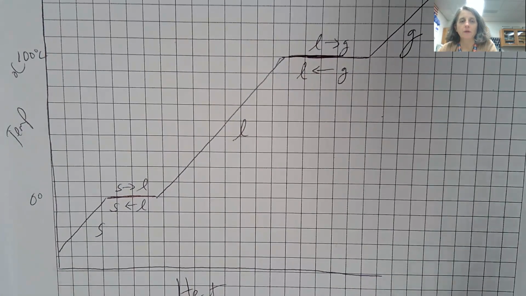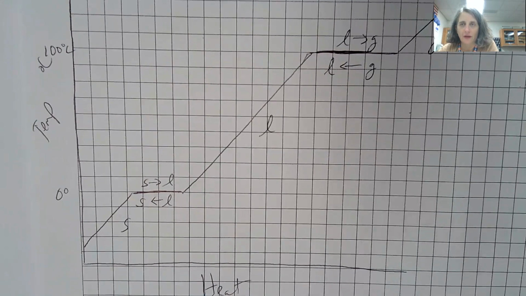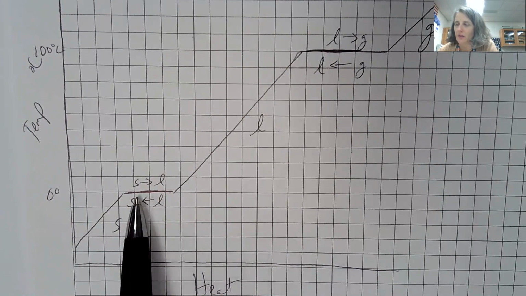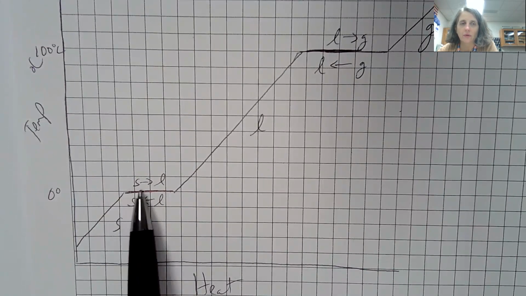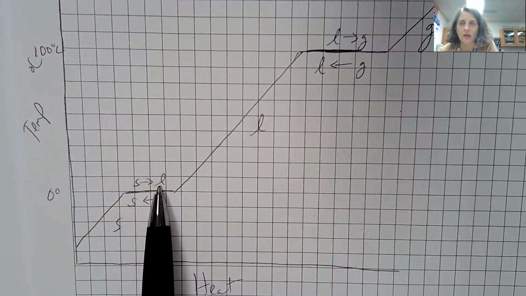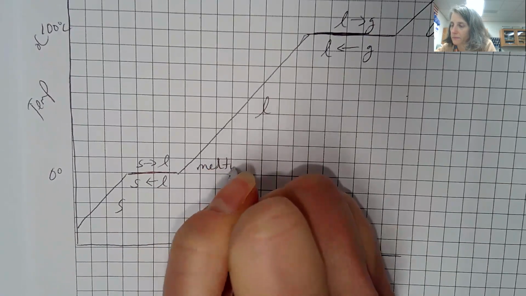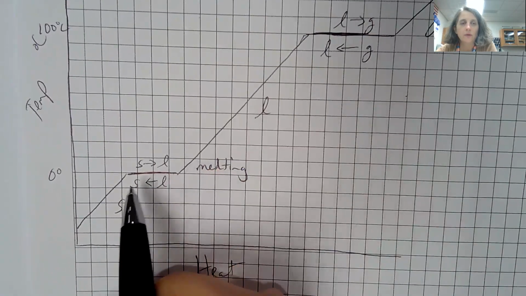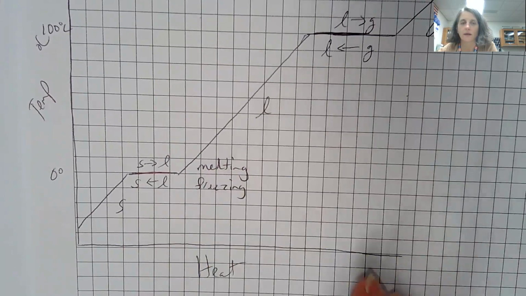All right, so I'm going to focus on what I call the plateaus. This is where you have what we call your phase changes. At 0 degrees Celsius, you have a mixture of both a solid and a liquid. If you are going from left to right, the solid is changing into a liquid. This is where you have melting occurring. And if you are going from liquid to solid, this is where you have freezing occurring, okay?